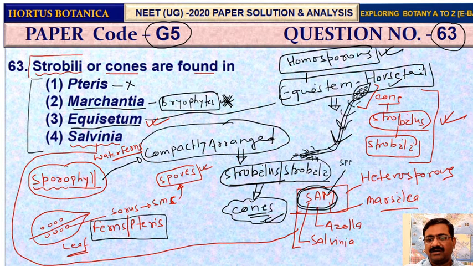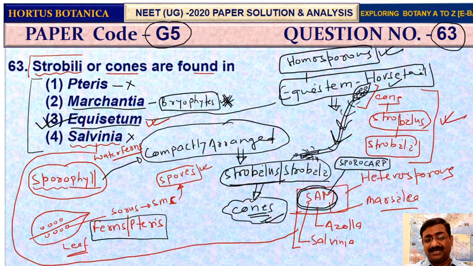structure called a sporocarp. So they have a sporocarp, not strobili. That's why it's not correct for this question. So what is the correct answer? What we discussed and concluded, yes, the correct answer will be only 3. So this is the whole exploration of this question.